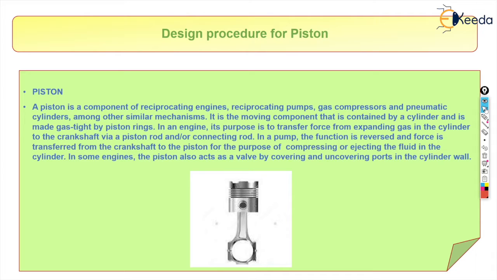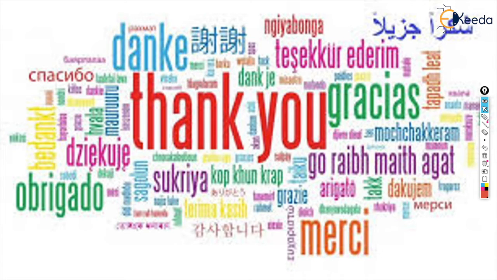Now in some engines, the piston also acts as a valve by uncovering the ports in the cylinder wall. Here you can see in the case of a two-stroke engine, the piston also acts like the valve by covering and uncovering the ports. This is regarding two-stroke engines. So this is the working of a piston. This is the function of a piston, and how important it is in the piston cylinder engine.